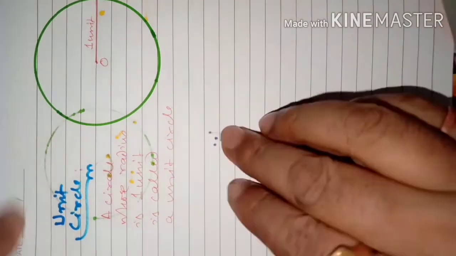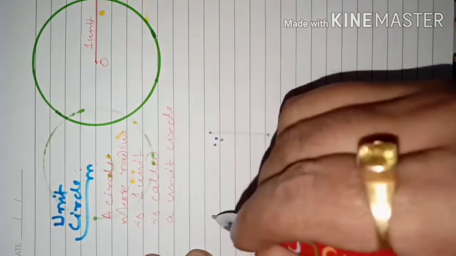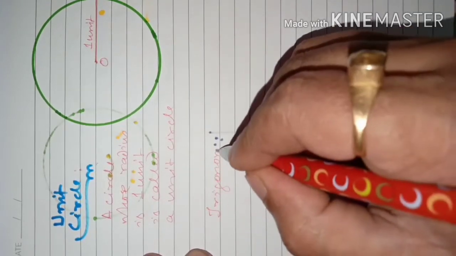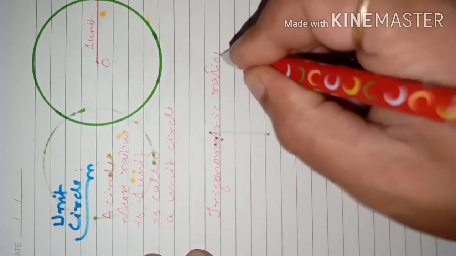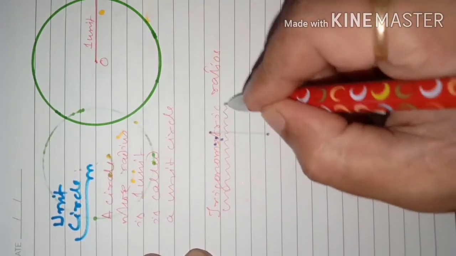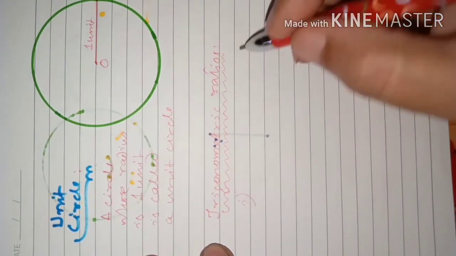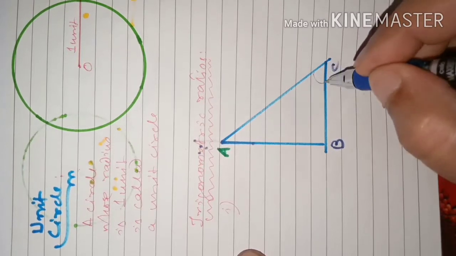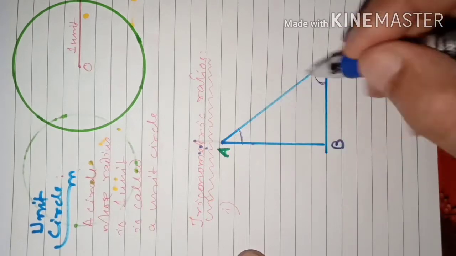Now in class 10 we have learned that trigonometric ratios are ratios between two sides of a right triangle. No? Trigonometric ratios, there are 6 ratios, are ratios between two sides of a right triangle. Suppose this is a right triangle. For acute angles, this is an acute angle, this is also an acute angle, less than 90 degrees.